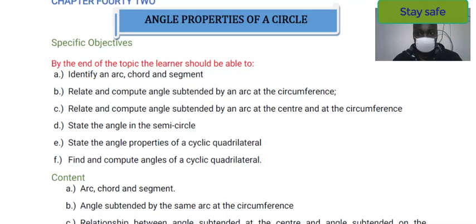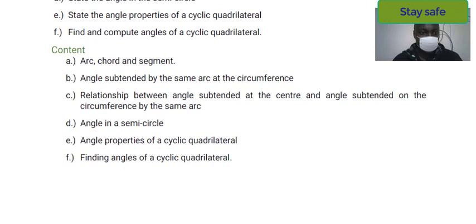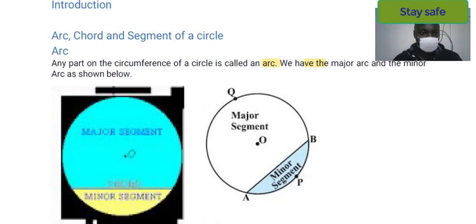Then for the content, we're going to look at this content that is here: arc, chord, segment, angle subtended by the same arc at the circumference, and so on. Let's begin with the introduction, and we are going to define what an arc is, what a chord is, and what a segment of a circle is. Let's begin with an arc.